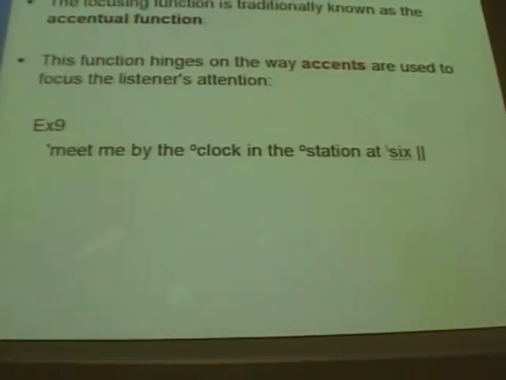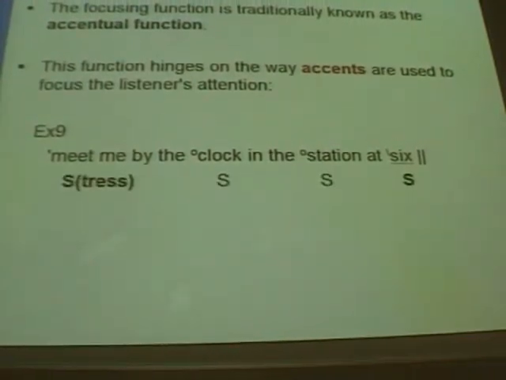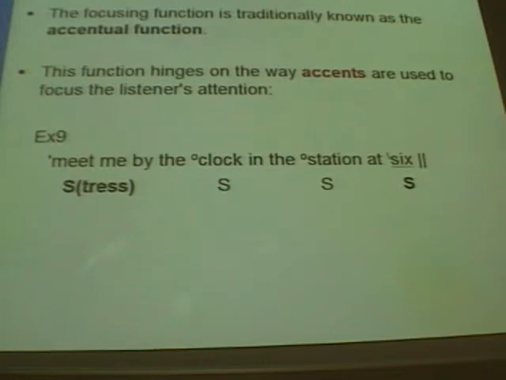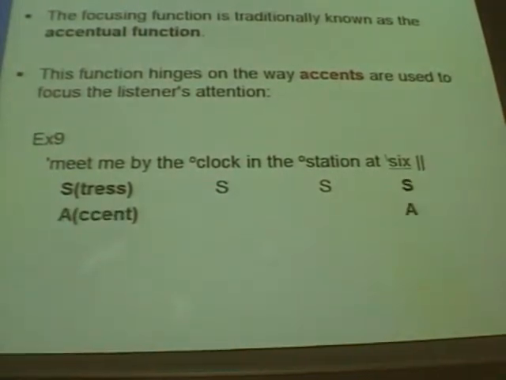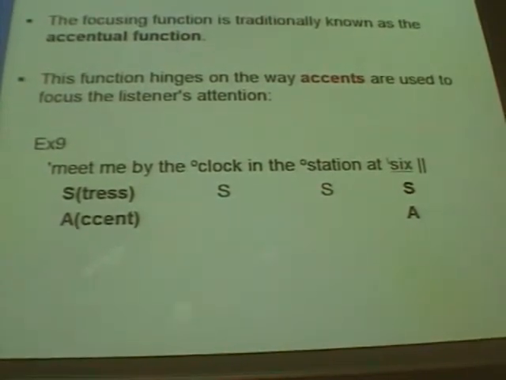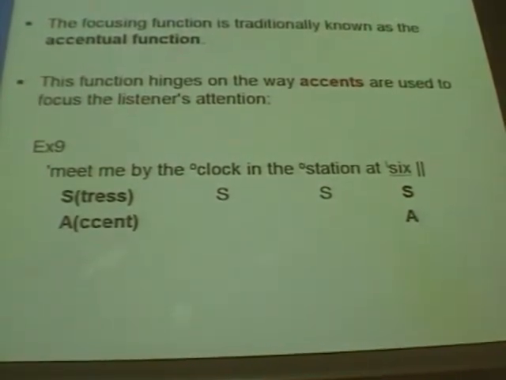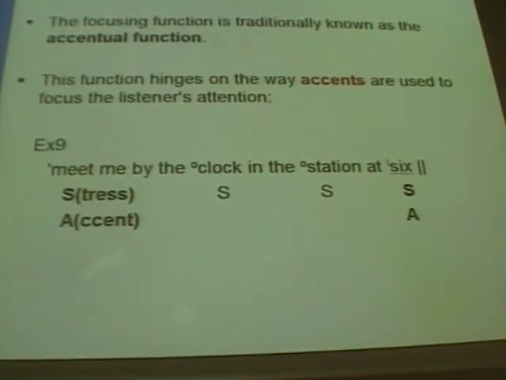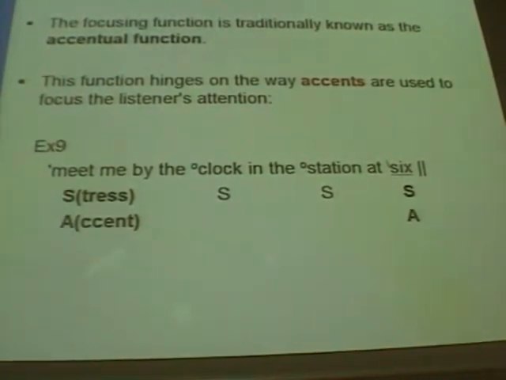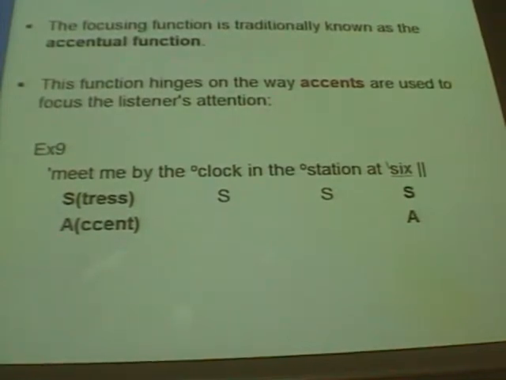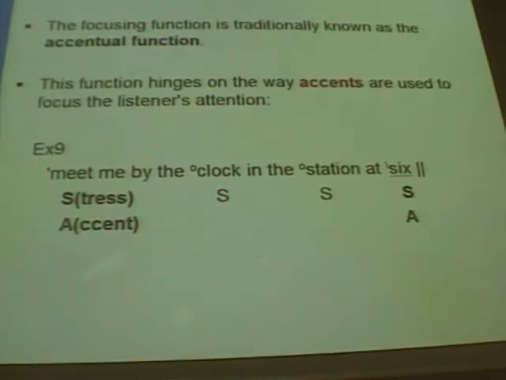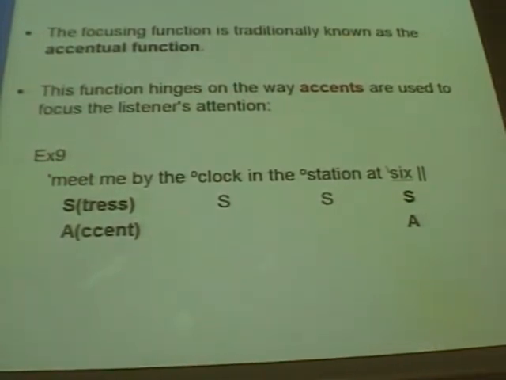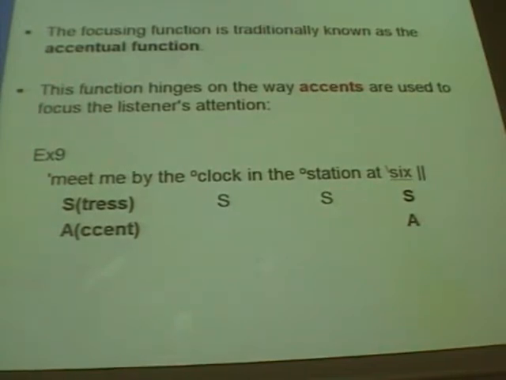Example 9. Meet me by the clock in the station at 6. You can see there we've got four stresses. Now two of those stresses are also accents. So remember, accents either have pitch prominence. Meet comes at you out of the blue. I said meet, and it's much higher than my little prehead that I've just tagged in. And 6, which has moving pitch, high fall here, 6. So those two are accents, a nuclear accent and also one pre-nuclear accent.